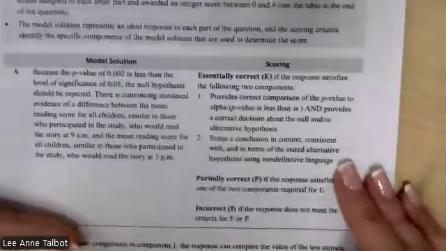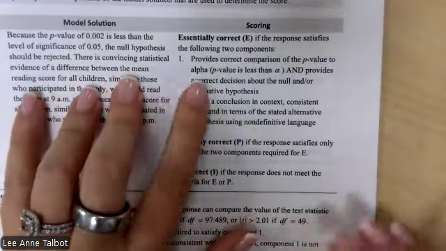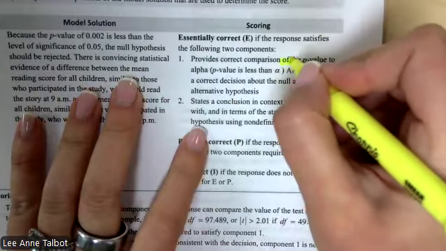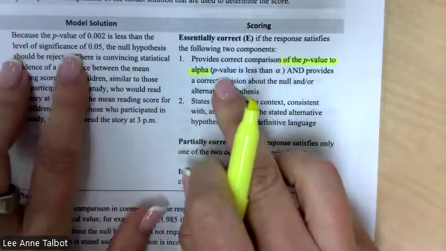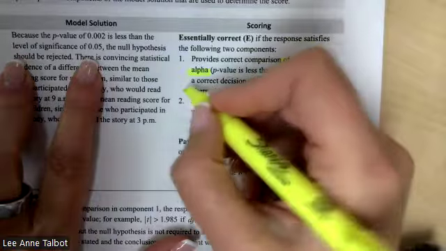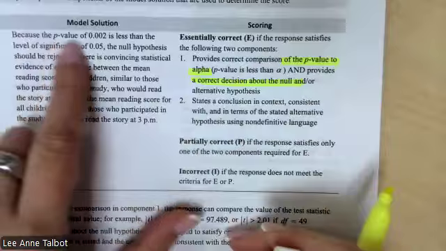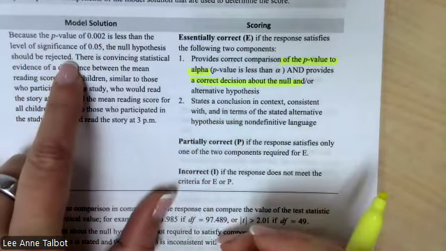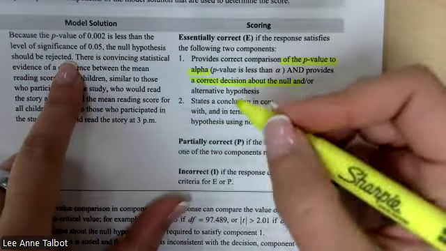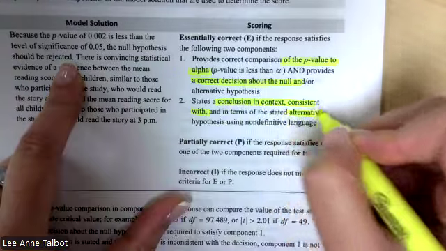But number 6, part A. Comparison of p-value to alpha, less than alpha, and correct decision about the null hypothesis. P-value of 0.002 is less than 0.05. Reject the H0. States a conclusion in context consistent with the alternative hypothesis.